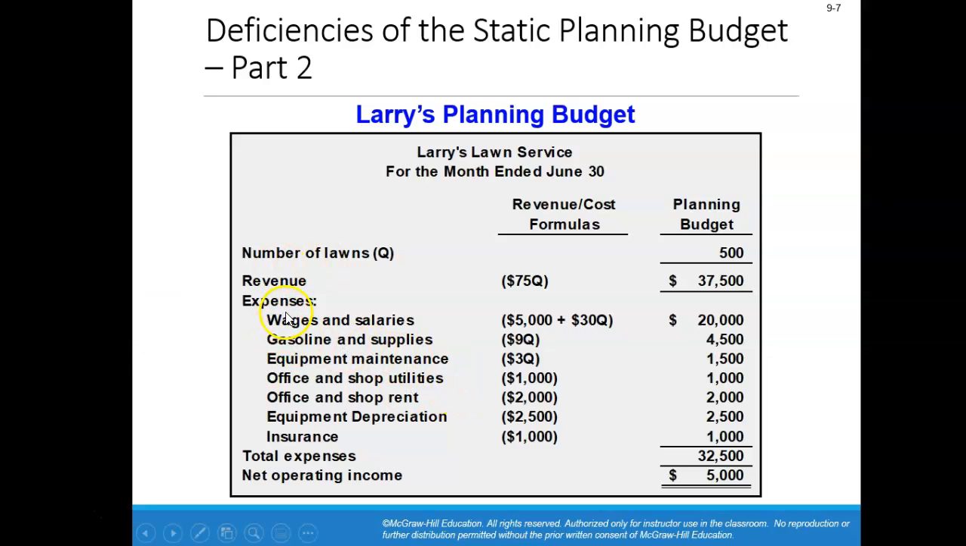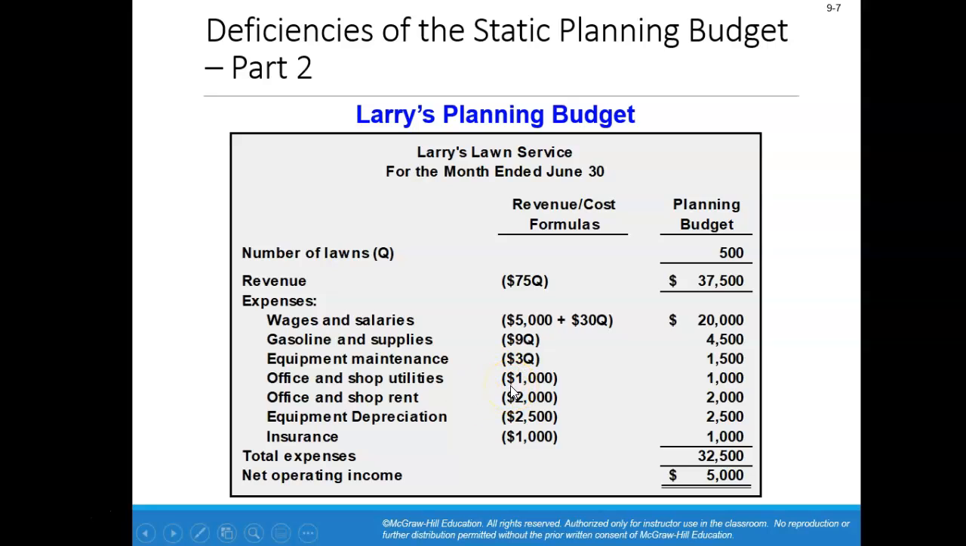Then we have our expenses. We have a salary of $5,000, that's Larry's salary, plus $30 for each lawn that's going to be cut. So when Larry hires his workers, they're going to earn $30 per lawn that they cut. Then we have gasoline, supplies, equipment maintenance. These are also going to be variable costs. These amounts are based upon the number of lawns that we cut within the month.